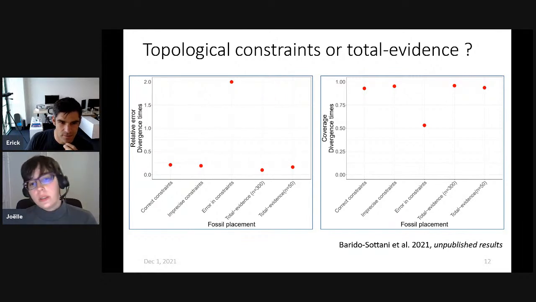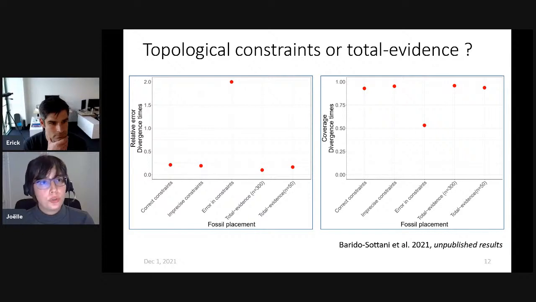Joëlle, I was wondering, what about encoding your constraints in sort of a total evidence type of way, like encoding them as a character that can be violated if there's sufficient evidence? It seems like one might be able to do that. I think it would definitely be possible. I'm not aware of any study that has tried to do that, but that could be a way to integrate sort of uncertainty in the constraints. Yeah, definitely.